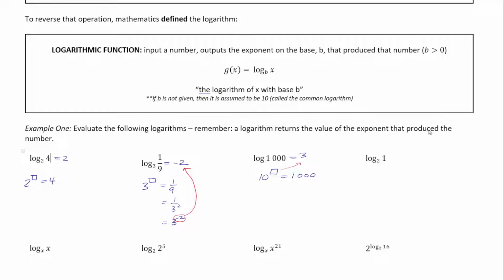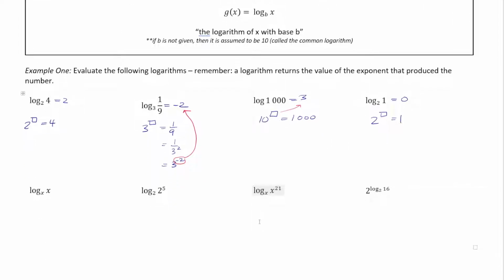Looking at the next example, again, log 1 base 2. Well, again, I have to think 2 to what exponent produces 1? What would the exponent be on 2 that causes it to become 1? Well, remember, anything raised to the power of 0 is 1, so the value of this logarithm is simply 0.